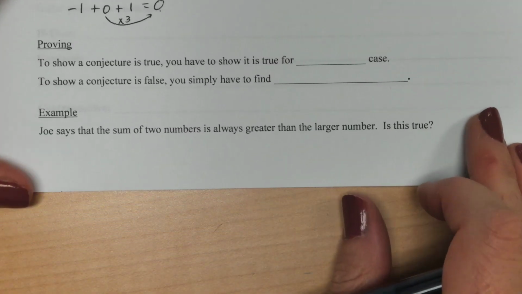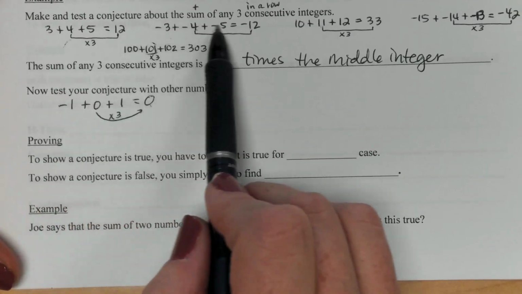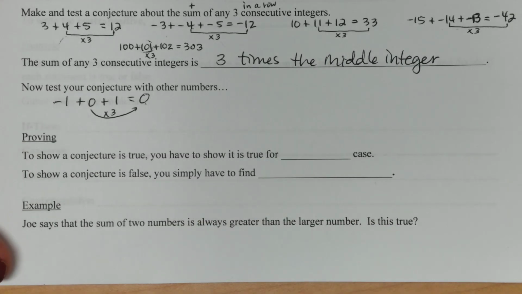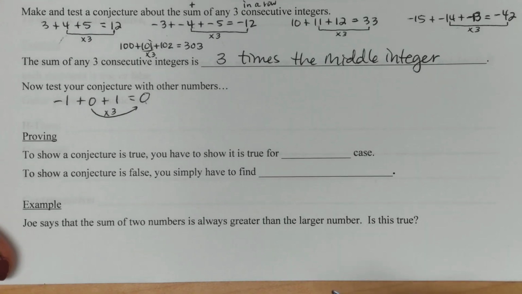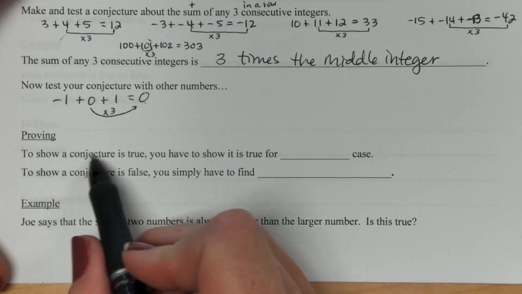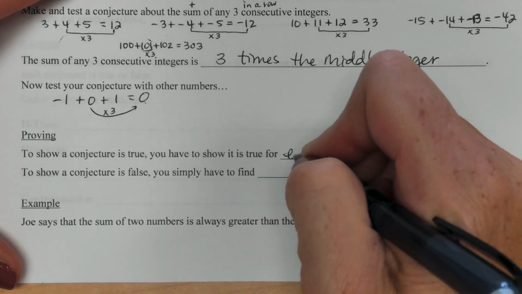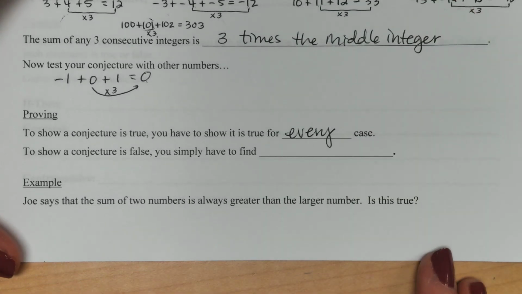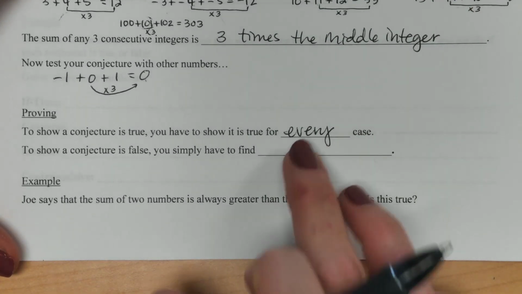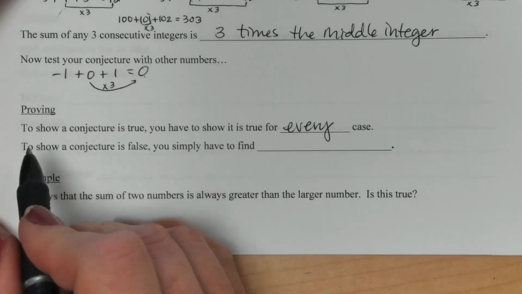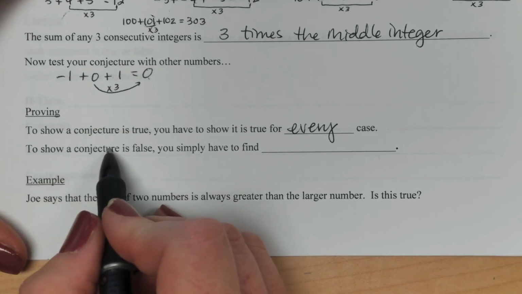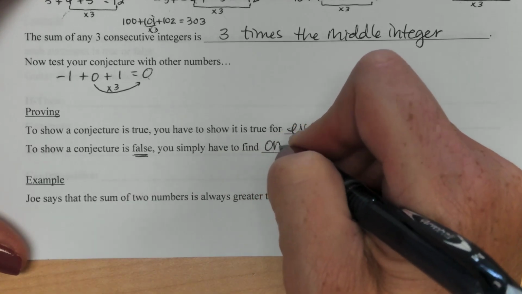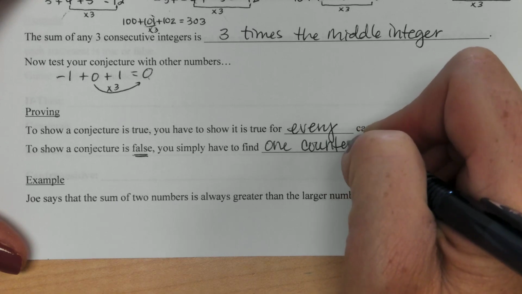Just a couple more things. Sometimes, like we were having to list out a bunch of different examples, I don't want to list out all of the possible ways I can add 3 integers together. That would take me a very long time. But to show a conjecture is true, you have to show it's true for every case. So we'd have to go through and prove that this happens all of the time, every time, without fail. That is sometimes very difficult to do. On the opposite, if you want to show that something is false, show that your guess is false, you simply have to find one, and it's called a counterexample.